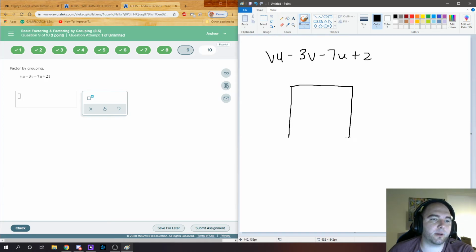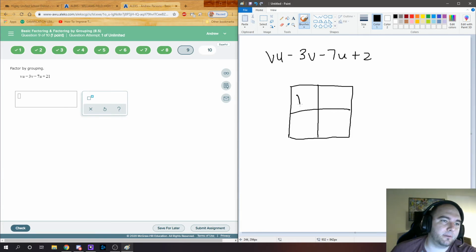On the previous problems, the order they were written was standard form. The highest exponents were first, down to the lowest. On this one, you have to make sure you input it correctly. VU should go first because it has a V and a U, which is at least one thing in common with the following two terms.